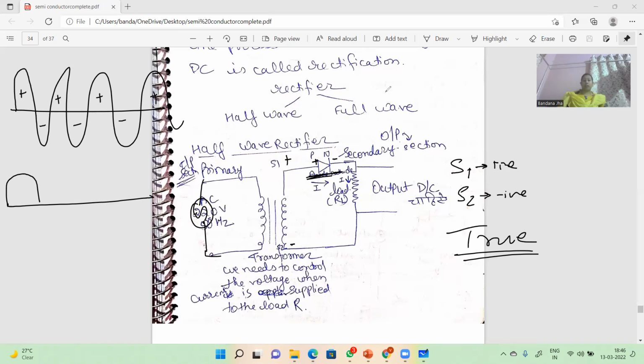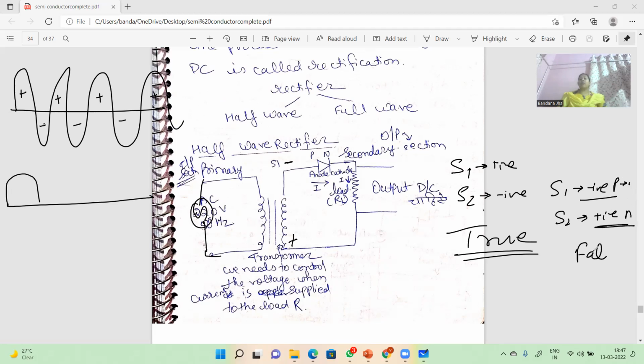But when we are talking about the negative cycle, S1 will become negative, S2 will become positive. Previously, S1 was positive and S2 was negative. Now in the negative half cycle, S1 is negative and S2 is positive. So P is connected to negative and N is connected to positive.